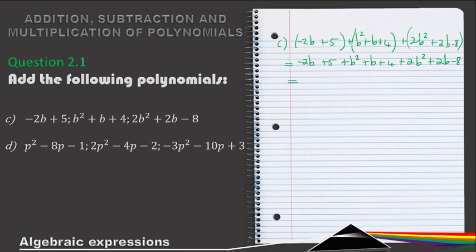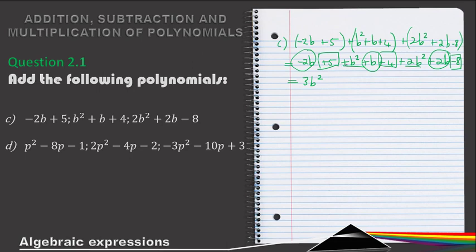Okay, then squared terms, and then b, and constants. So my squared terms: b squared plus 2b squared, that's 3b squared. Then minus 2b plus b gives me minus 1, plus 2b gives me 1b again.